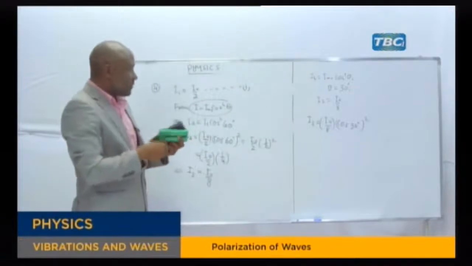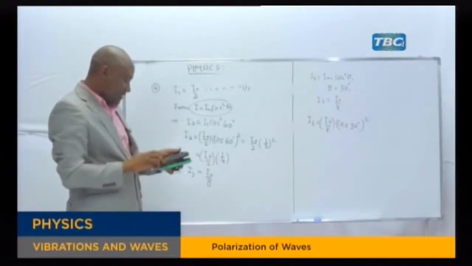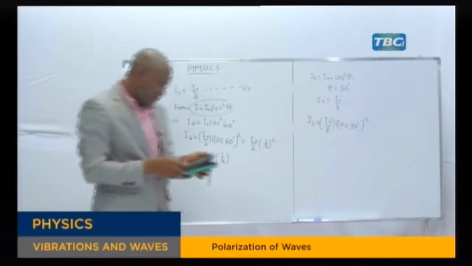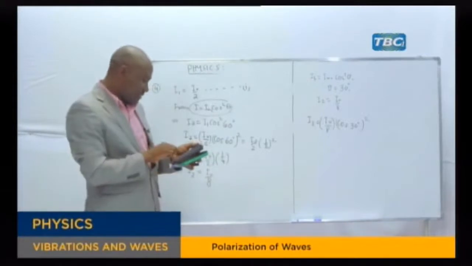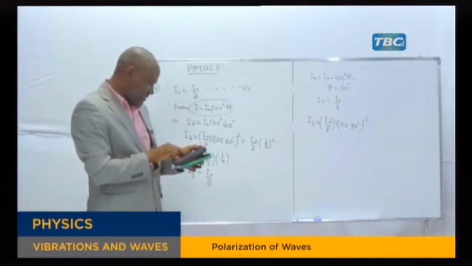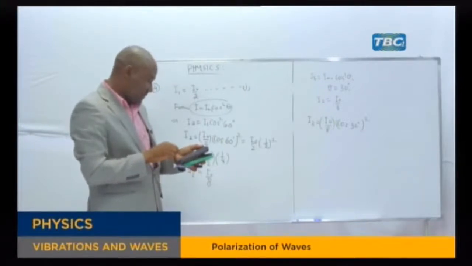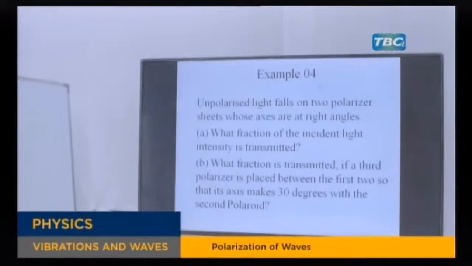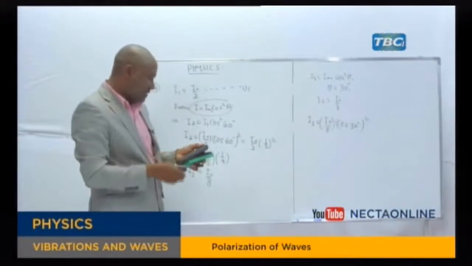Cos of 30 degrees, using your calculator, you can find how much that is. Cos of 30 equals about 0.87. If you square that value, you get 0.75.